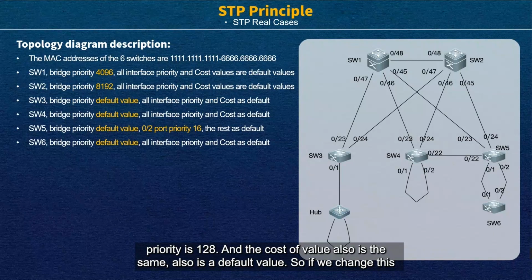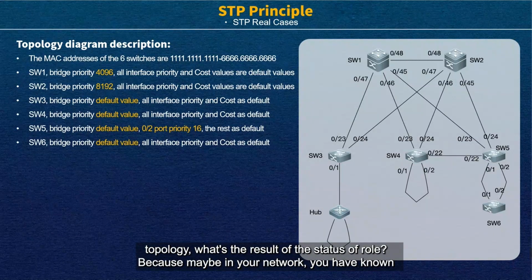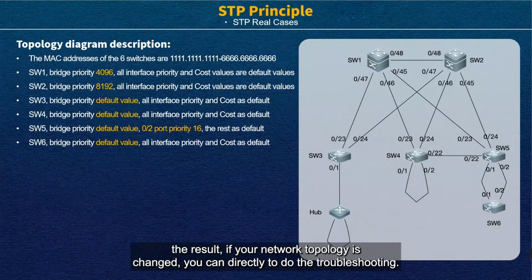So if we change this topology, what's the result of the port roles? Because in your network, you have to know the result. If your network topology changes, you can directly do the troubleshooting.